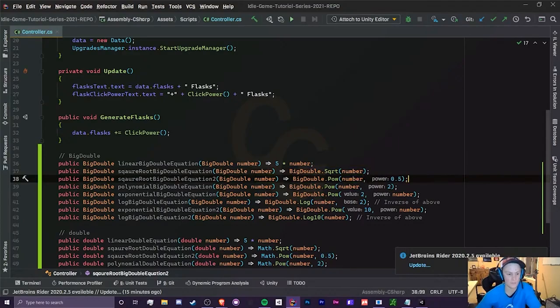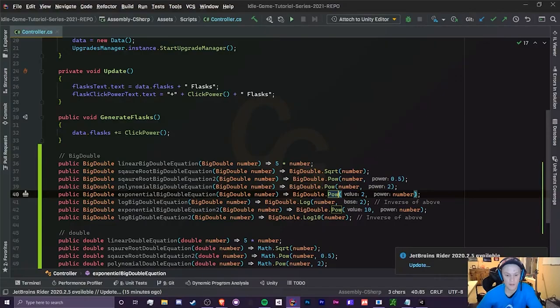Exact same thing. Now you would already be familiar with pow right here because this is the polynomial stuff right here. So basically it's your number to the power of 2. So this is your polynomial equation here. And right here, this is your exponential one. So instead, it's 2 to the power of number. It's the same pow method right here.